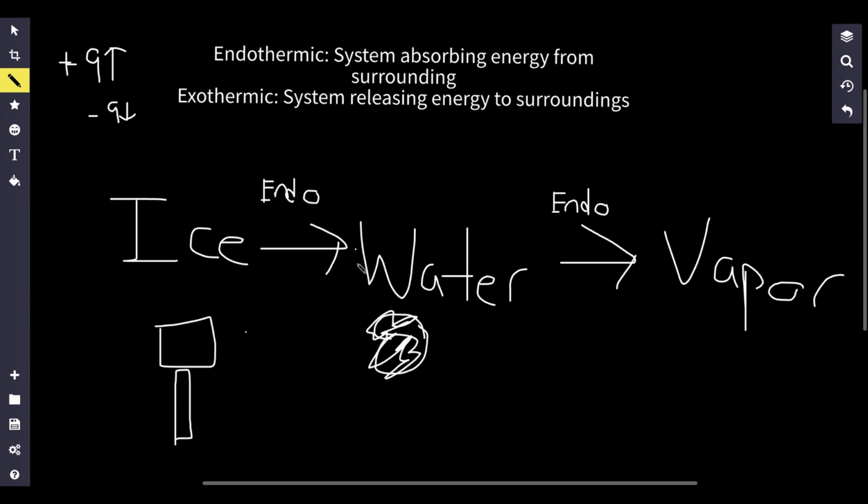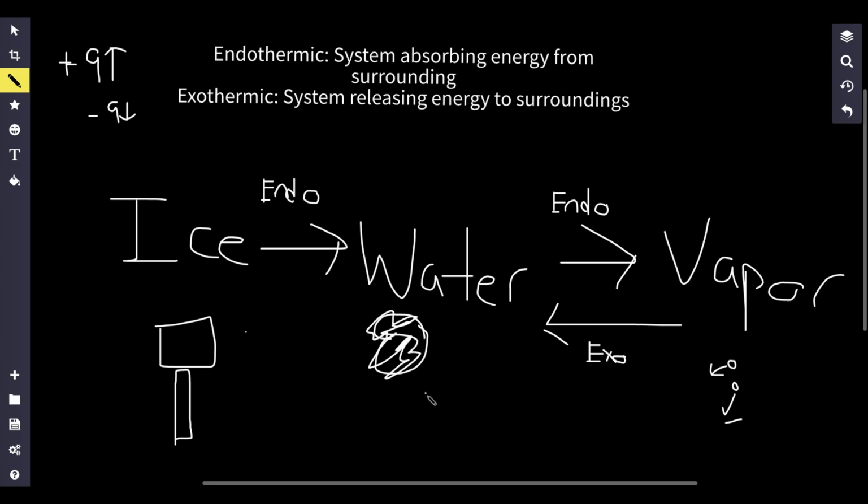When you're vaporizing water into gas or water vapor, that is endothermic. And when you're sublimating ice into gas, that is also endothermic. All of these are endothermic. And if we were to go backwards, let's say vapor to water, well, the gas particles have to release their heat to go back to the liquid state. So this would be an exothermic process.